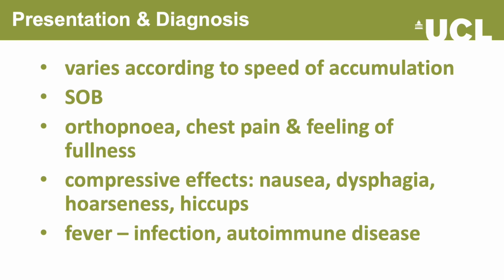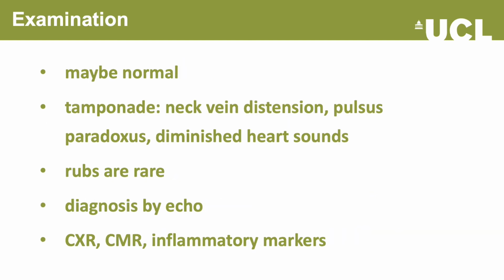So the presentation and diagnosis of pericardial effusion will of course vary according to the speed of accumulation of fluid. Patients will often complain of shortness of breath, orthopnea, chest pain, and a feeling of fullness. In significant effusions, you may get compressive effects which will cause nausea, dysphagia, hoarseness, and hiccups. You may also see fever, infection, or evidence of autoimmune disease. Clinical examination may be normal.